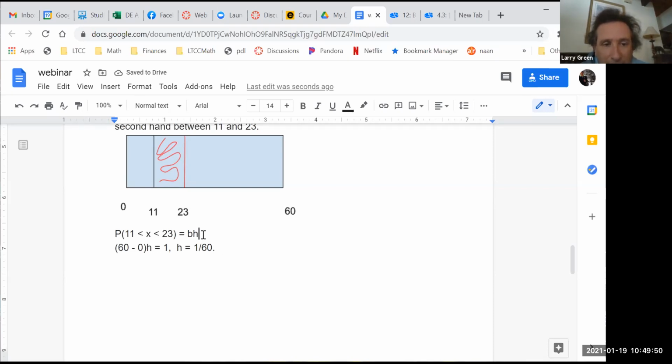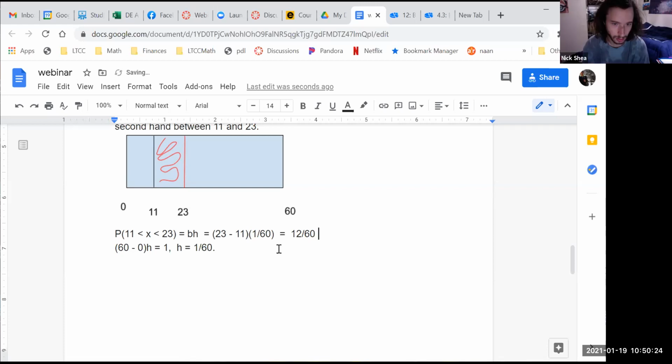So now I can come up here and I can work it out. The base is going to be 23 minus 11, because that's how far it is from 11 to 23. And the height is going to be 1 over 60. And what I get is 12 over 60. And 12 over 60 is 0.2, I believe. Yeah. You can put it in a calculator if you don't want to use your brain calculator like I did.